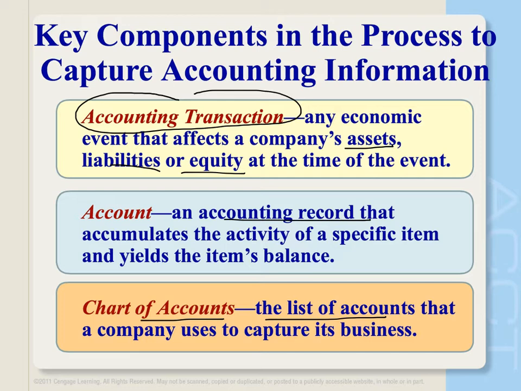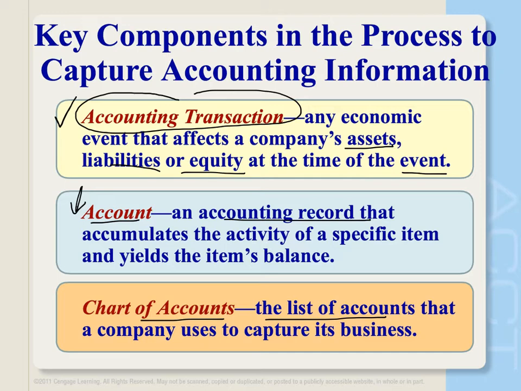So as we go through the process to capture accounting information, we need to remember that we're going to have an accounting transaction, which is that particular event, like purchasing equipment. That event then causes us to enter information into an account. As far as purchasing equipment, we would enter that purchase into an account called equipment or property, plant, and equipment. And in that account, it will accumulate a balance that we can look at any point in time.